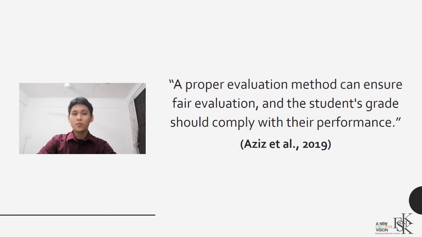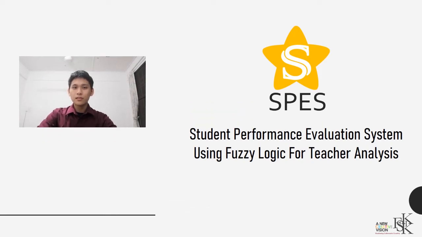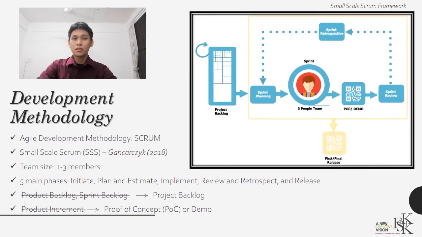Therefore, in this study, I propose a web-based student performance evaluation system that uses fuzzy logic, which is a form of artificial intelligence, to evaluate student academic performance based on 5 selected criteria, including classroom activity, classroom engagement, homework, quiz, and exam. The development of this system uses SCRUM as the project development methodology. Here, I'm using the small-scale SCRUM framework proposed by Gang Karzik in 2018, and it's actually a bit different from the original framework.